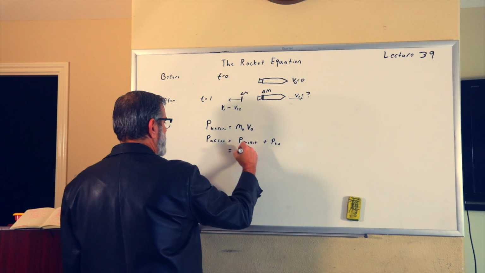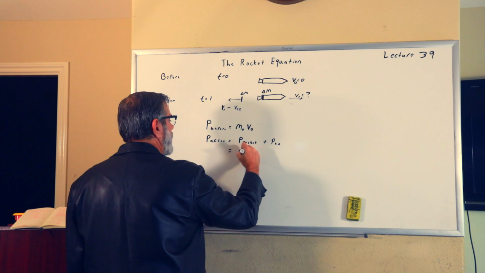P of rocket is just going to be m1, because it's after, t equals 1, times v1, the velocity of the rocket, plus the momentum of the exhaust. Well, that's going to be this term, v1 minus v exhaust, times this delta m. This delta m is the little bit of mass that I've combusted and shot out the back.